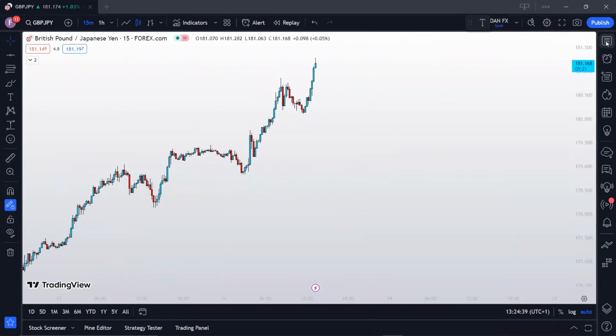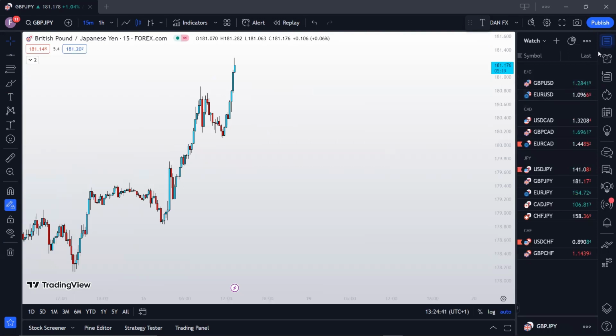So if you look at the right hand side here, you can see different currencies. These are currencies, right? So we have the GBP USD, Euro USD, USD CAD, GBP CAD. So this is the major. GBP USD, Euro USD is a major. GBP CAD, Euro CAD is a cross.